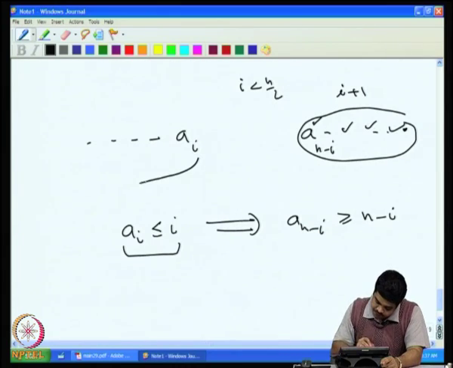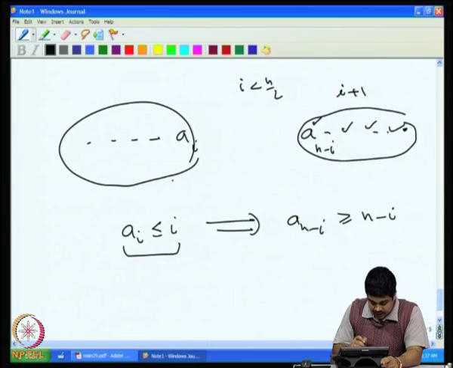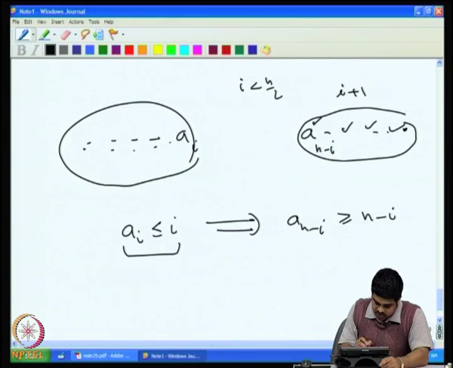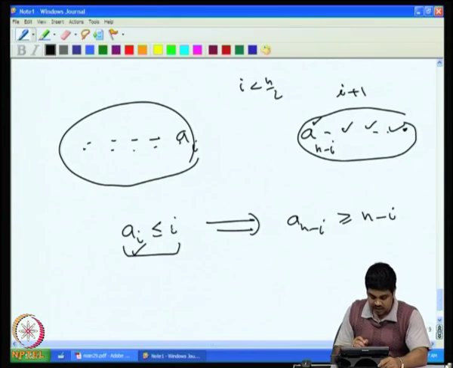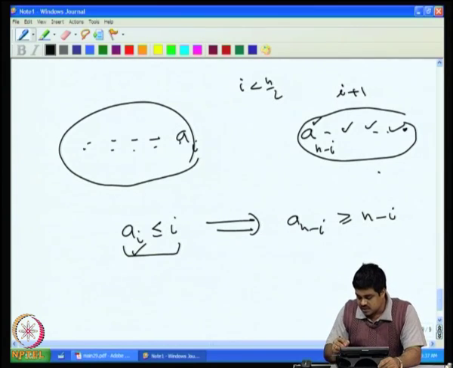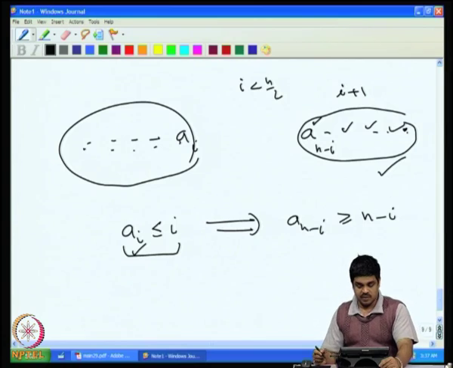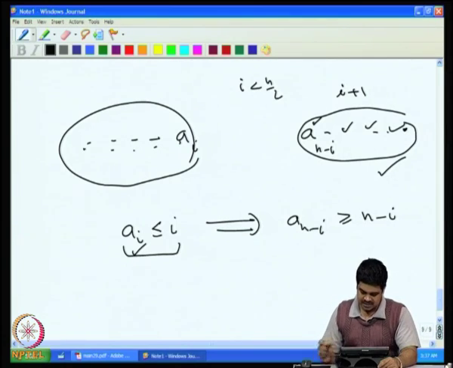If we have at least i numbers which are less than or equal to i, because all these will be at most i, then we should have at least i plus 1 numbers greater than or equal to n minus i. This is the condition. There is a slight asymmetry there, not i and i, but i and i plus 1. This is what the condition says.